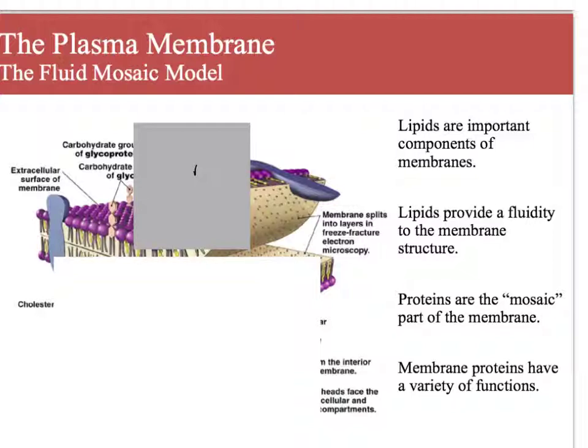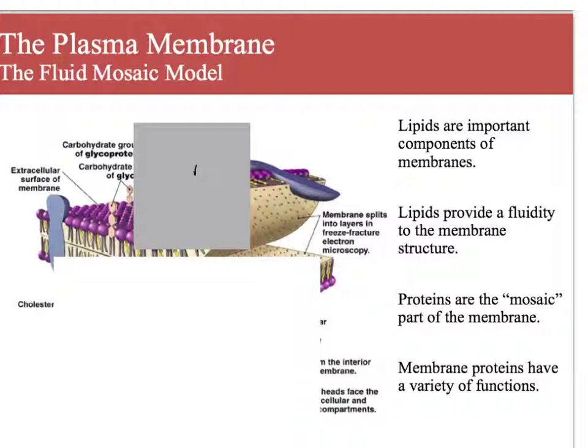Okay, so when we think about a plasma membrane, it's what we refer to as a fluid mosaic model. So fluid, it has some movement. Mosaic, it's not uniform. So lipids are important components of plasma membranes. They don't set the plasma membrane hard. So if you think of something like vegetable oil or olive oil, it's a fluid type of oil. Your plasma membrane is the same. So the lipids provide a fluidity to the membrane structure.